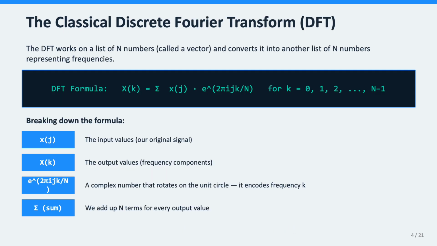Imagine you are standing outside a building and you hear music playing inside. You can hear the whole chord, the sum of all the notes mixed together, but you want to know which individual notes are being played. The Fourier transform is the mathematical tool that does exactly that. It takes a complicated signal and breaks it down into pure, simple frequency components.